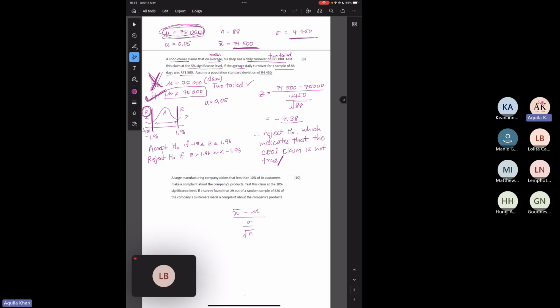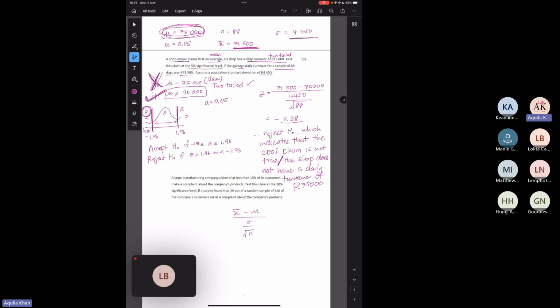It indicates that the shop does not have a daily turnover of 75,000 Rand, which is what the shop owner was claiming. And that is it for the first question.